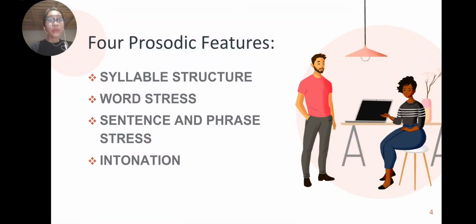So under prosodic phonology, we have four features. We have syllabic structure, word stress, sentence and phrase stress, and intonation. I am tasked to discuss syllable structure and word stress, which is, I think, very familiar to all of us, right? Right. Okay.